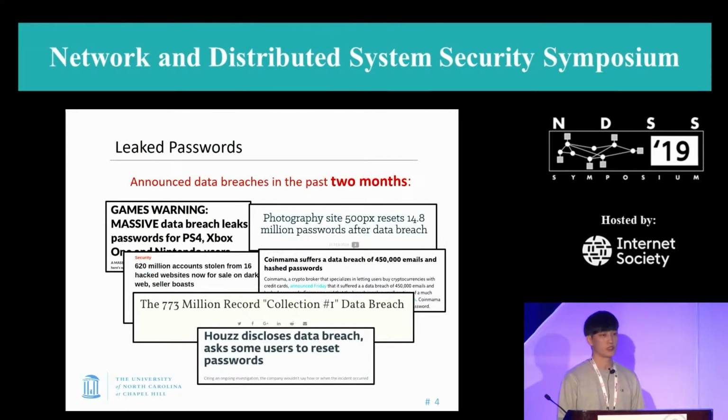Unfortunately, numerous user passwords have become accessible on the internet, not to mention tons of data breaches happening in the past decade. These headlines are about data breaches announced in the past 2 months. Up to now, billions of user passwords have been leaked, which is a total disaster.